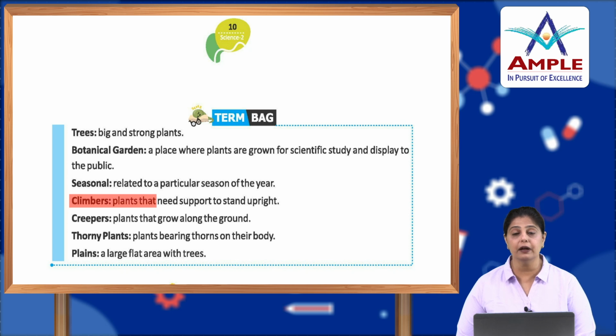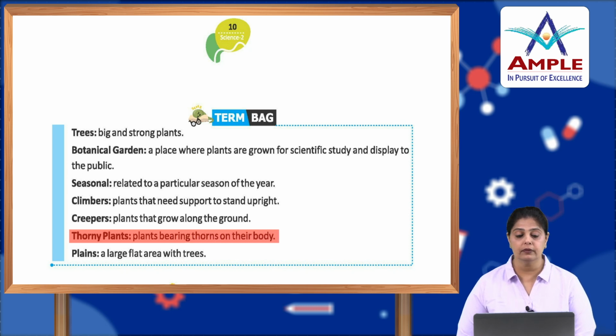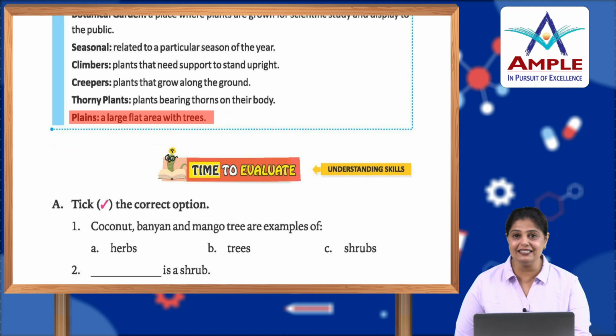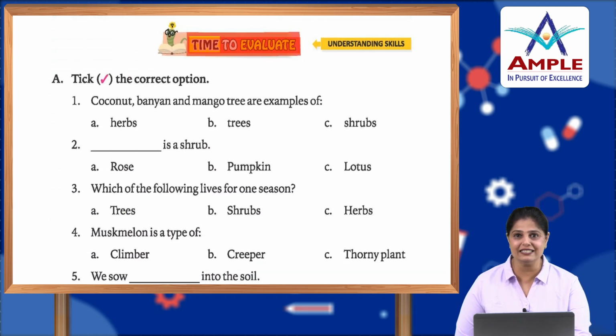Climbers, they are the plants that need support to stand upright. Creepers, they are the plants that grow along the ground. Thorny plants. What are thorny plants? They are the plants that bear thorns on their body. Plains, they are a large flat area with trees. All right. Now, let's evaluate you guys through this time to evaluate section.